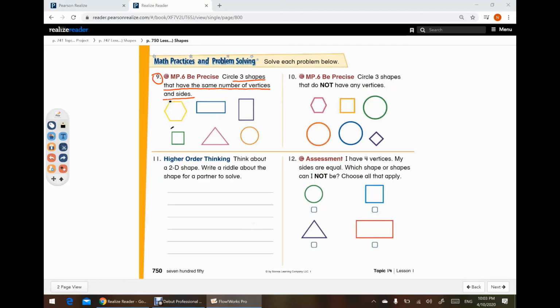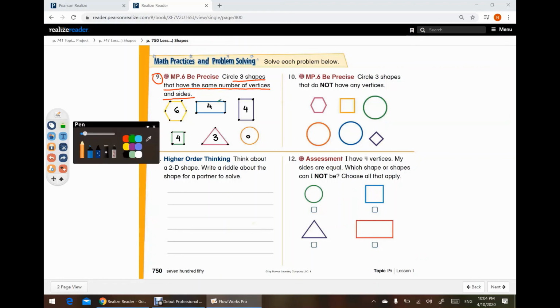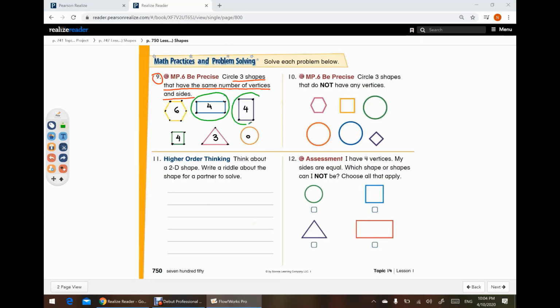So now here in the hexagon, how many do I have? 1, 2, 3, 4, 5, 6. I have 6 vertices here. 1, 2, 3, 4. I have 4 here. 1, 2, 3, 4. 4 vertices here. 1, 2, 3, 4. 4 vertices here. 1, 2, 3. 3 vertices here, and here is 0. So can you tell me which 3 shapes have the same number of vertices? Yes. A rectangle here, and a square here. All these 3 shapes have 4 vertices.